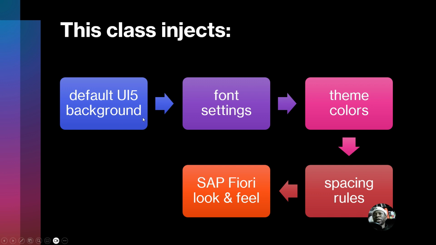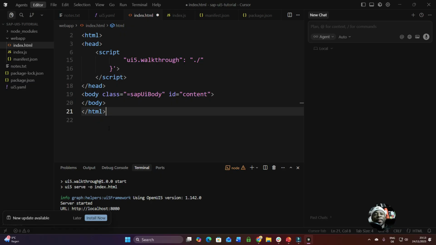It injects the following. That is, it gives the default UI5 background to our application, and then it also injects the font settings, theme colors, SAP Fiori look. So when we use this, our application will not be different from the regular or the standard Fiori apps that we know, and also it's going to follow spacing rules. So without it, the UI will look broken or unstyled. And like I explained, we have the ID. So if we go to the code, we see right here that we use the class sapUiBody, and then with the ID content.